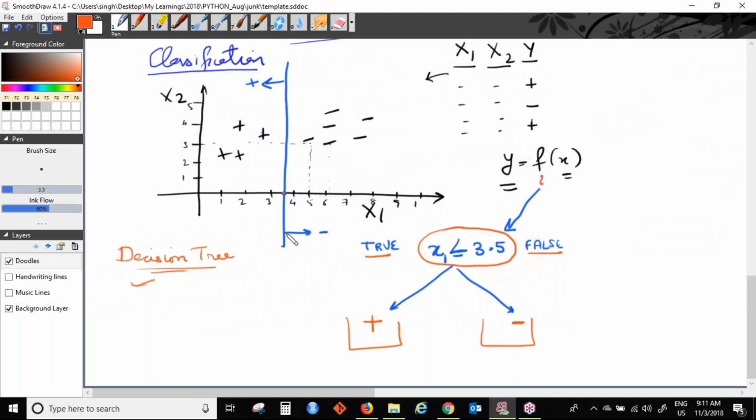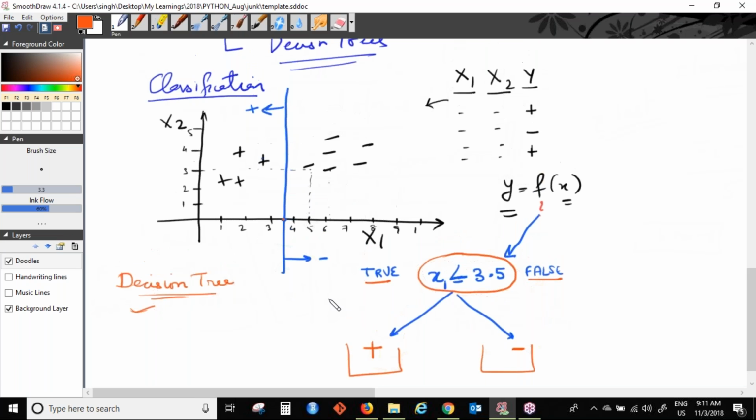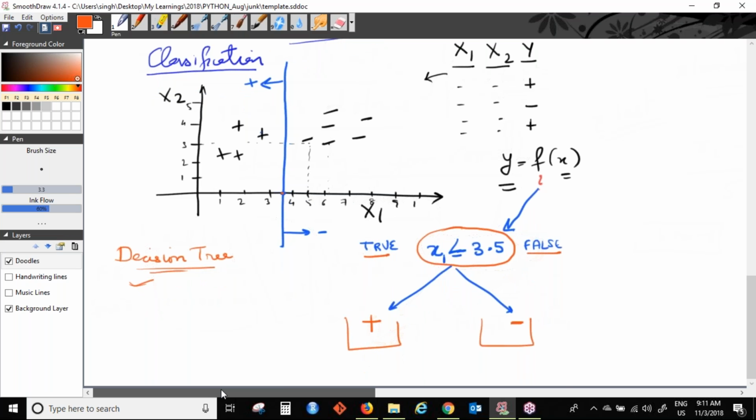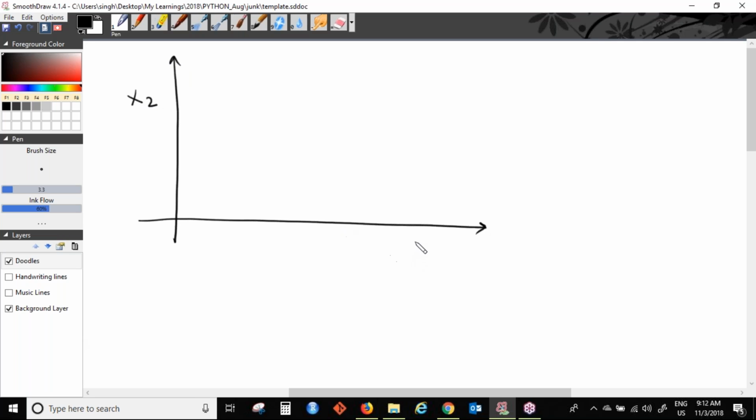Okay. Now let's see another example. This was a very simple example. Let's move to a slightly complex example now. Again, the same data. I have some independent variables and I have some dependent variable. Now let's say this is how the data looks.